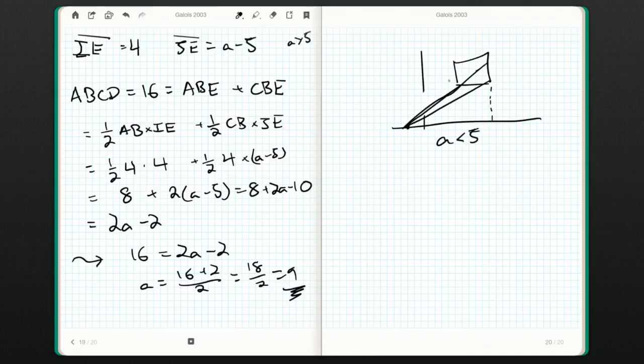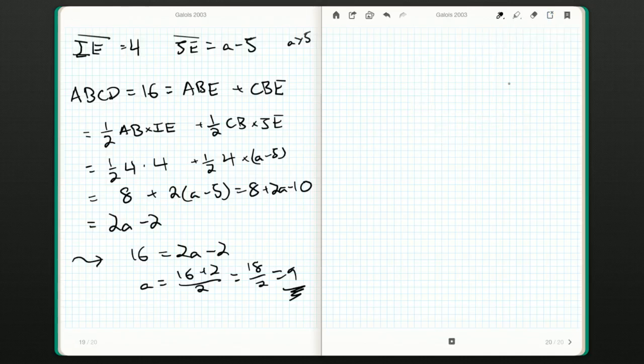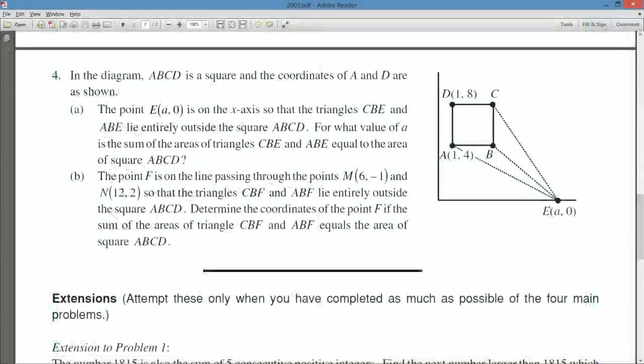If you had A less than 5, you still could have found an appropriate value for A, but it would have had the triangles overlap, and that was not allowed. Alright. So that's just something I wanted to clear up really quickly, that there were two different A values, but only one of them, A being greater than 5, so in this case A is 9, has the triangles lying completely outside the square. Alright.